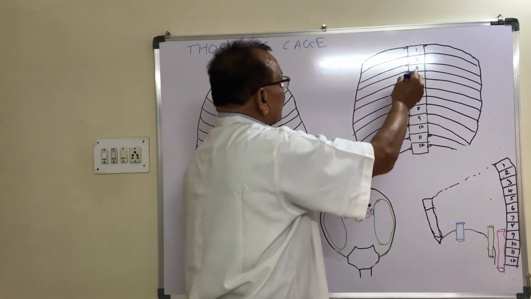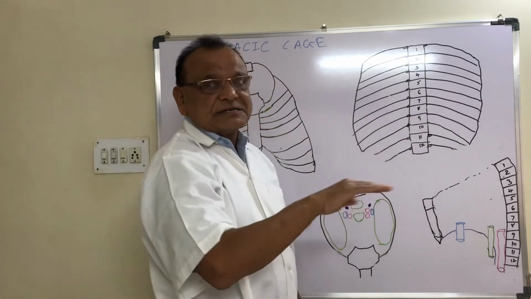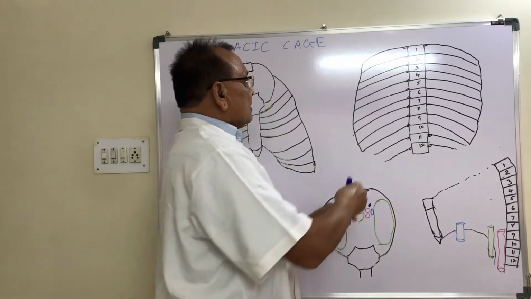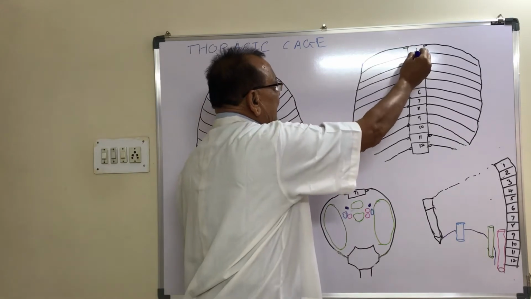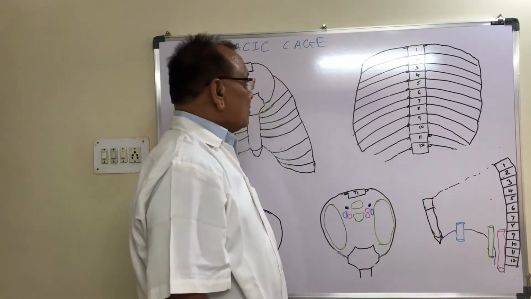Now, in between the bodies of the vertebrae, there is an articular disc, and that articular disc between the two vertebrae is known as the intervertebral disc.